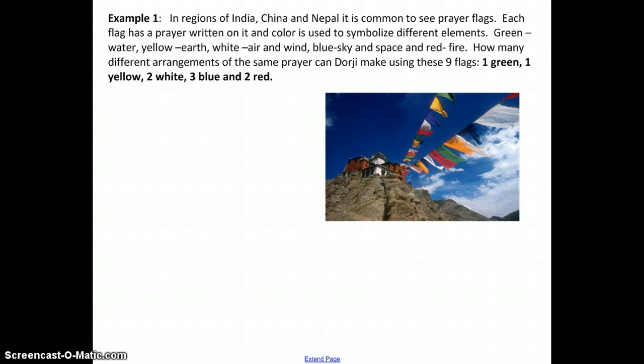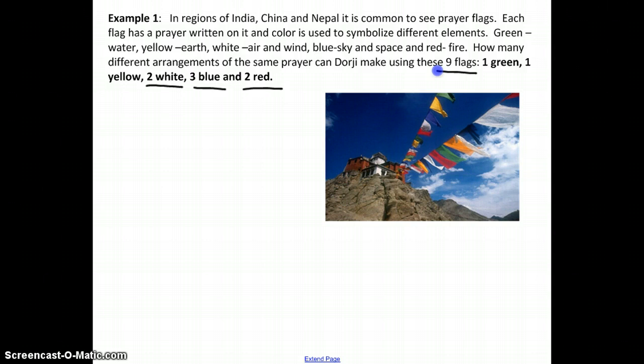This is example 1. In regions of India, China, and Nepal, it's common to see prayer flags. Each flag has a prayer written on it, and the color is used to symbolize different elements. So let's say that you want 9 flags, 1 green, 1 yellow, 2 white, 3 blue, and 2 red. How many different options are there? So these would all be things that are repeating.